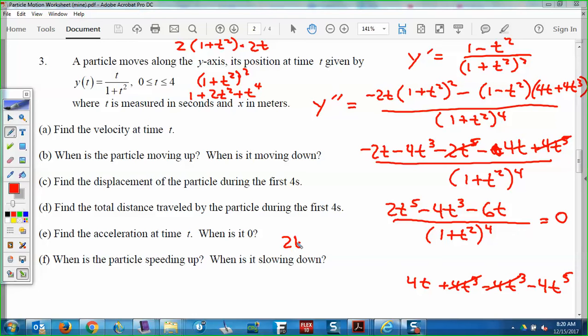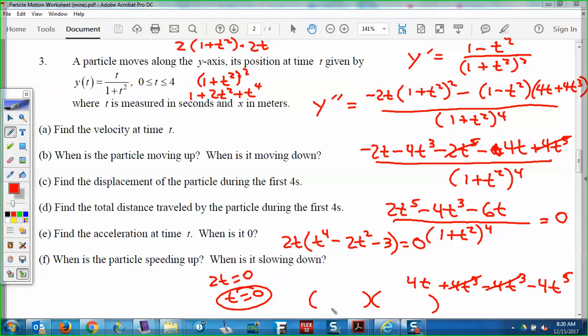Well, I can take out a 2t, and that's going to give me t to the 4th minus what? 2t squared minus 3 equals 0. Is that right? Does that look good so far? Okay. And so what about this? Can that factor? So 2t equals 0, so that's going to be t equals 0. So that's one of my places. And then what about this?